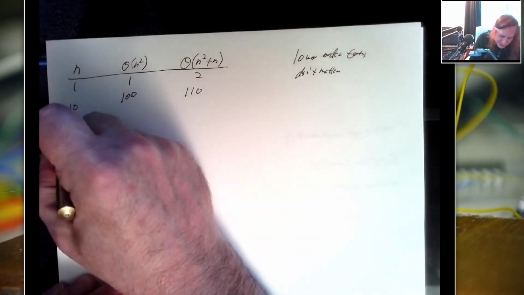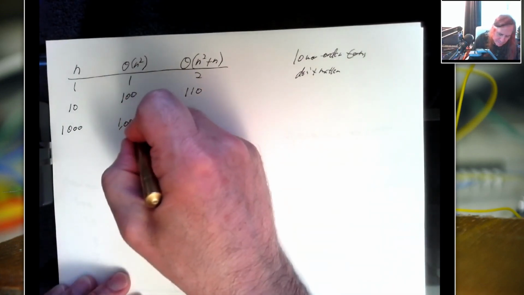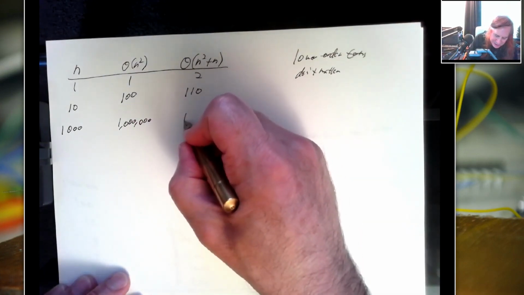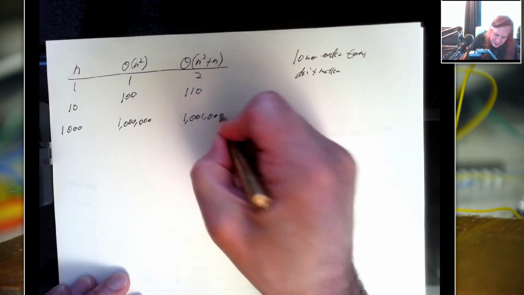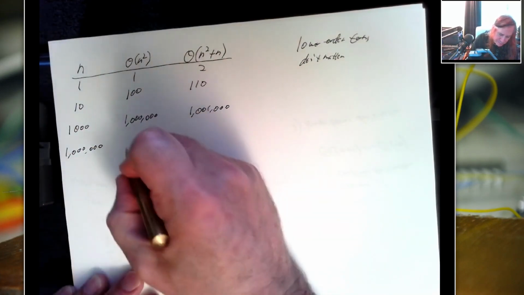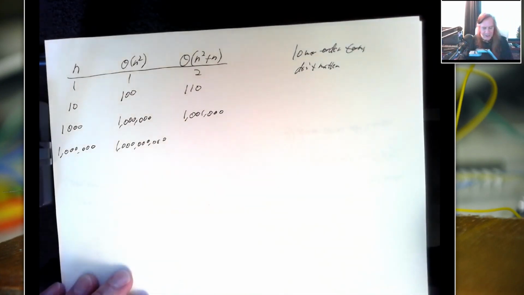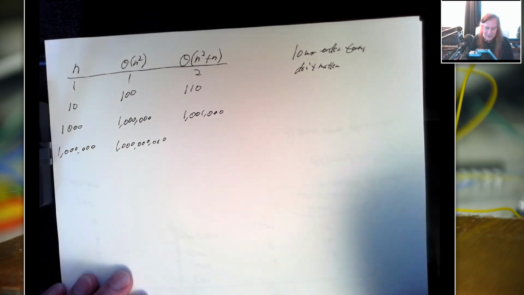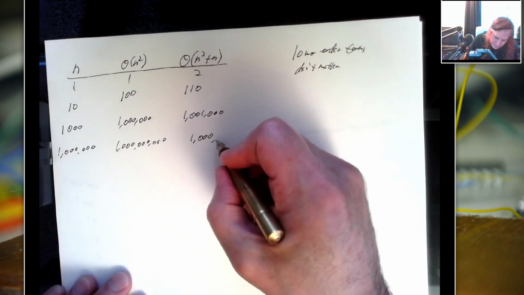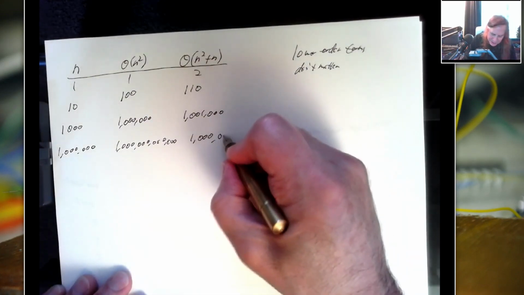But let's go out to a larger value. Let's go out to n of 1,000. So order n squared is 1,000,000. Order n squared plus n is this number. And let's go out to n equals 1,000,000. So order n squared is 1,000,000,000,000. And order n squared plus n is going to look like this. Sorry, this needs extra zeros. It's going to look like this.